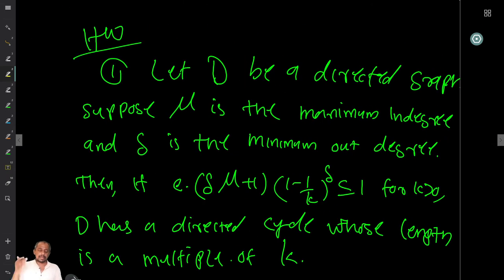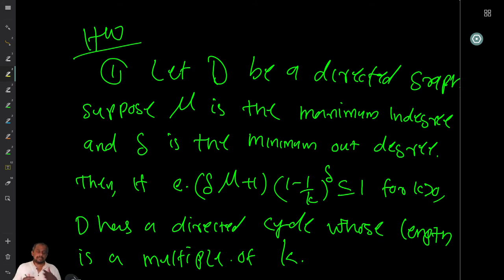We will give you one example, as a homework question to finish this lecture. Let D be a directed graph, mu the minimum in-degree, and delta the minimum degree of the vertices of the graph. Now, suppose e times (delta mu plus 1) into (1 minus 1 by k) whole raised to delta is less than or equal to 1, for k greater than 0. Then D has a directed cycle whose length is a multiple of k. So, you want to show that the directed graph D has a directed cycle whose length is a multiple of k if this condition holds true.